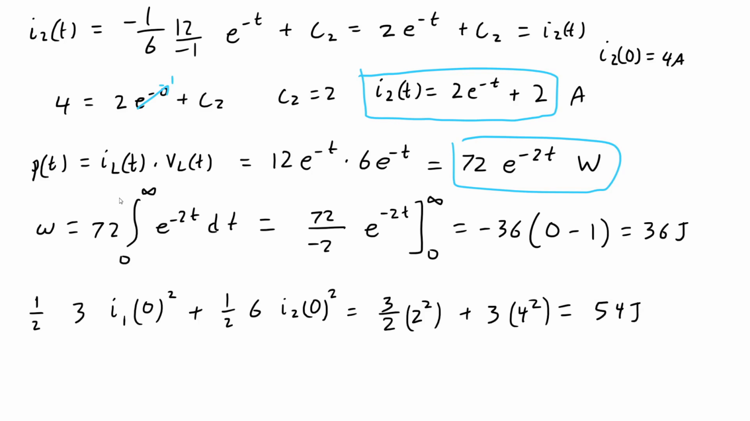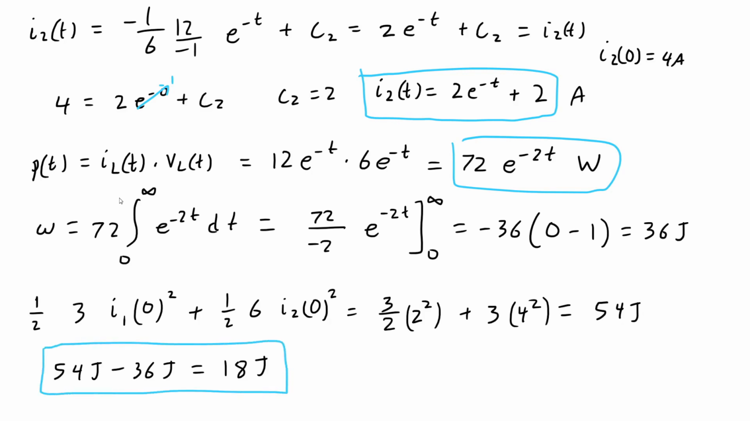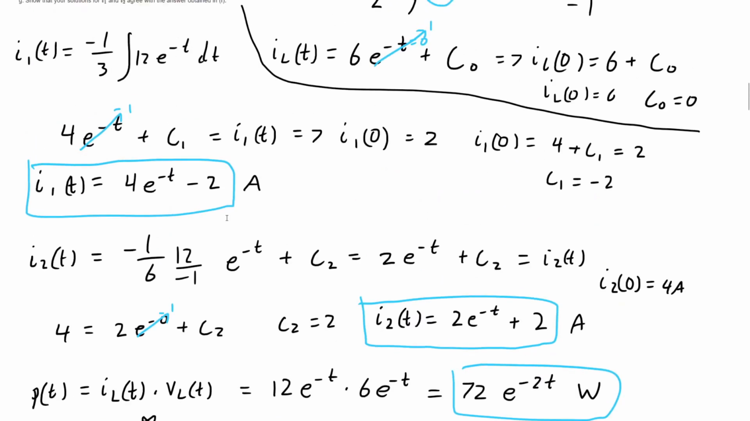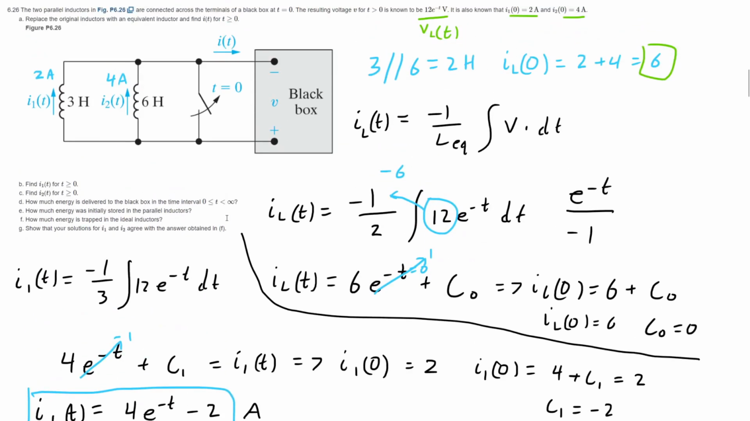Okay, so if we want to find out how much is delivered to the box, we're going to do 54 joules minus 36 joules equals 18 joules. So that's how much the box got. All this is just calculus stuff for the most part, finding the solution to basic differential equations.